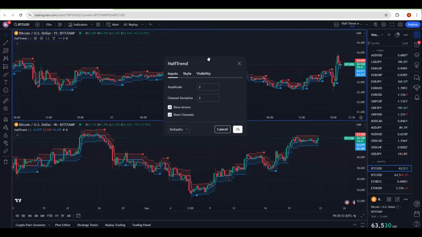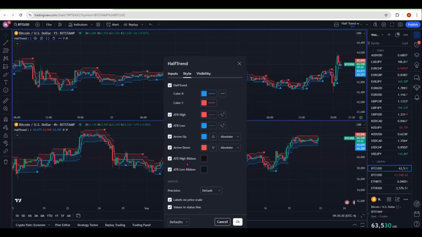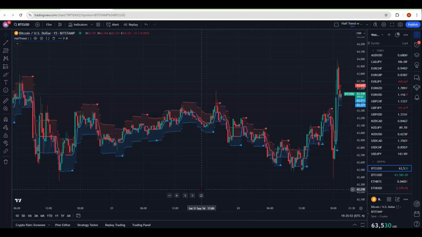Okay, this one in general has some very basic settings: amplitude and channel deviation. Style is just going to be the thickness. And what we're going to look at is what we're looking at here. So these bottom dots, those are ATR, top and bottom, high and low. And so currently I have this pulled up on Bitcoin.